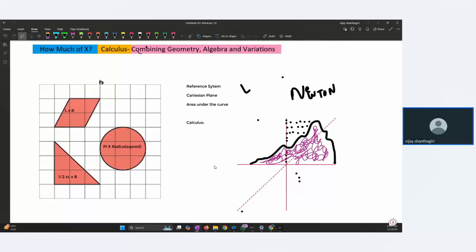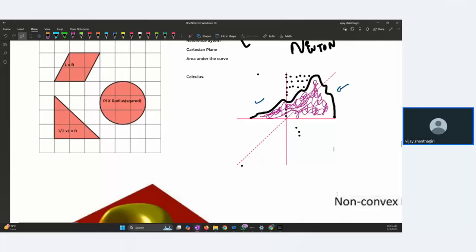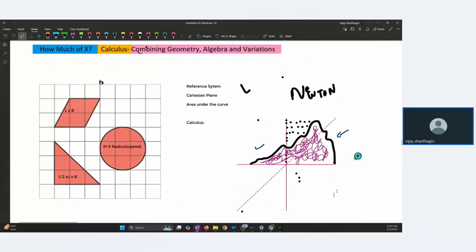And this is ready. But what if you want to calculate the area of this curve here? You are able to see this curve here. Where is the length and where is the breadth? This can be calculated only when you bring this entire thing into this frame. That frame is called the reference frame.